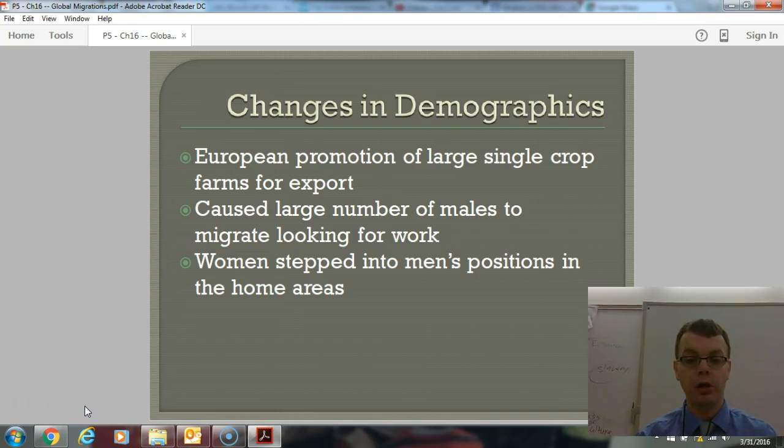This causes a large number of males to migrate looking for work. This is especially true with a lot of the Chinese indentured servants. Many, many more males come than females, and this changes the demographics in the countries. Back in the home areas, like China, because many men migrate, women have to step into positions where there used to be men. Also, it changes the dynamics a little bit. It's more men working and women being in the home.